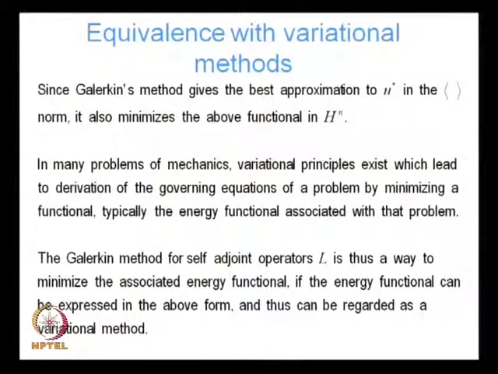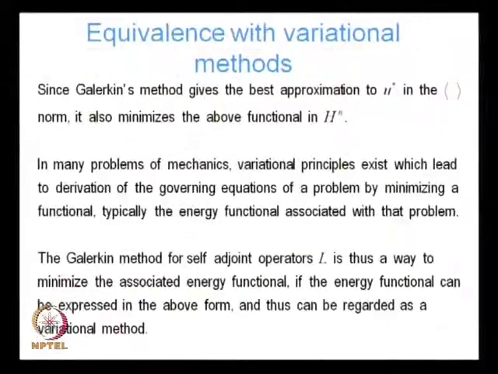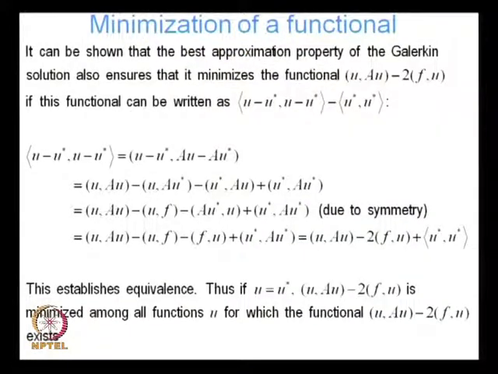Since Galerkin's method gives the best approximation to u star in that norm, it also minimizes the above functional in H n, right. We have seen that Galerkin's method gives me the best approximation to u star. So if I calculate u using Galerkin's method, I am assured that this difference is going to be a minimum. So this norm is going to be minimum, and that means it also minimizes this functional, right. Galerkin's method minimizes this functional.